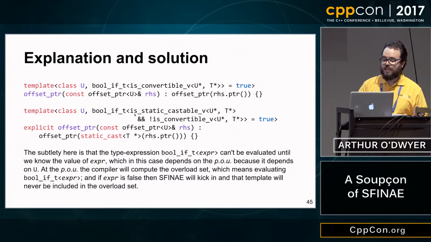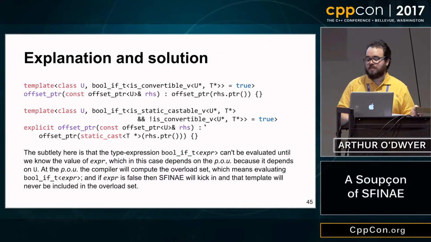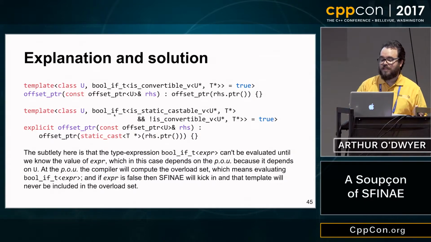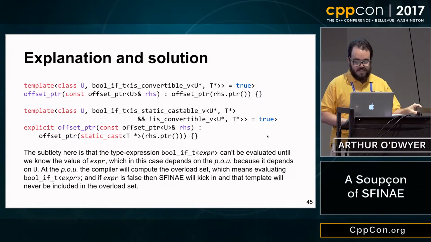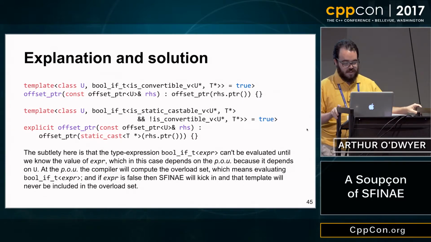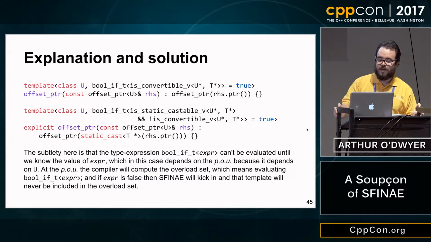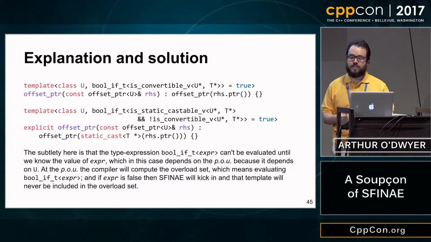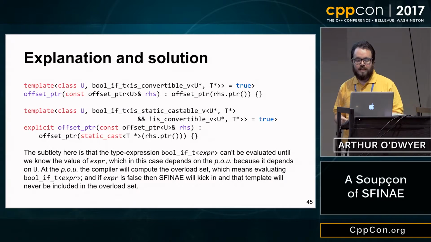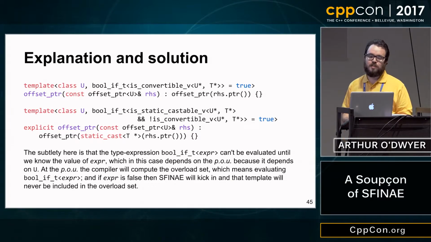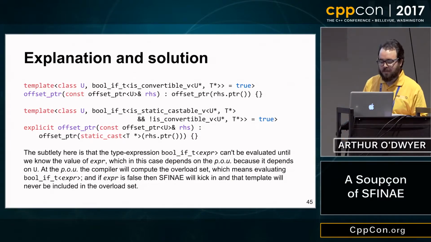And in this case, if it is static castable but not convertible, then this one will take a bool, and the other one will be ill-formed. And so this ends up working. At the point of use, the compiler computes the overload set, which evaluates bool_if_t of each of these expressions. These expressions are mutually exclusive, which is important. They'll never both be true at the same time, and we can tell that because one says is_convertible and the other one says not is_convertible. So they're mutually exclusive, and so only at most one of them can be true, and so we don't have an ambiguity anymore.